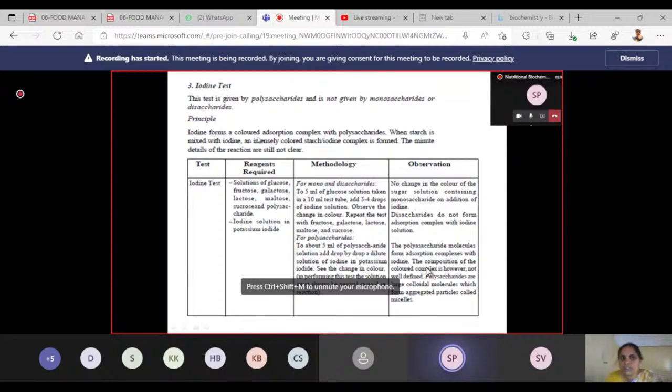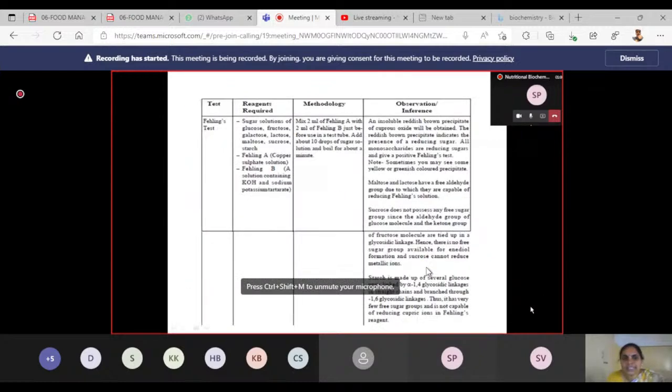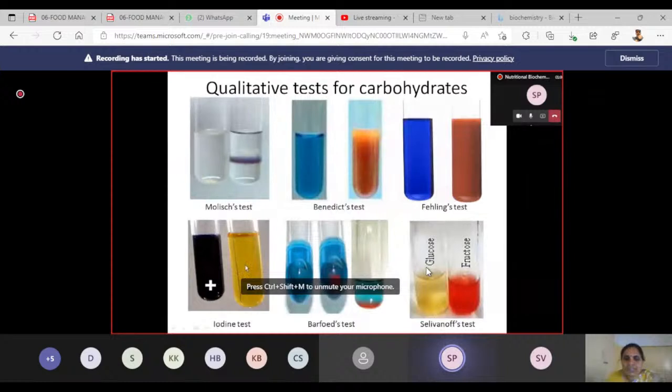When you add iodine reagent to your carbohydrate solution, there are two possibilities. One is the negative test, which will not change color. Iodine will be a light yellow to orangish color, so when you add iodine reagent, this is the color you get. This is a negative test. But if it is a positive test, it will form a dark blue color. This is not black; you can observe it's a dark blue color.